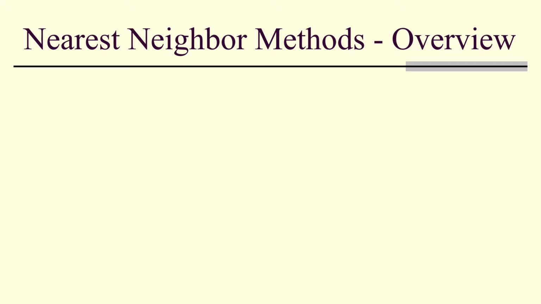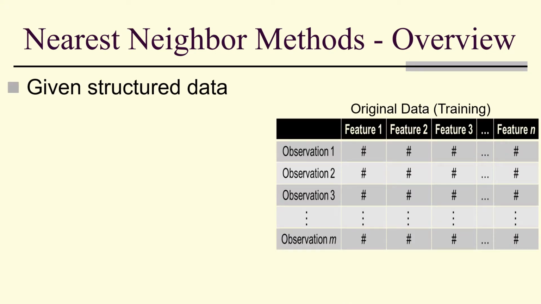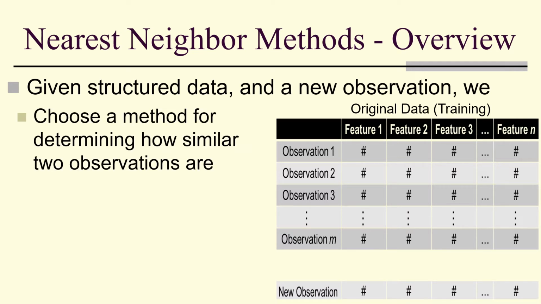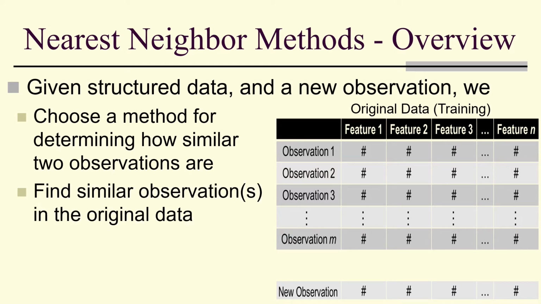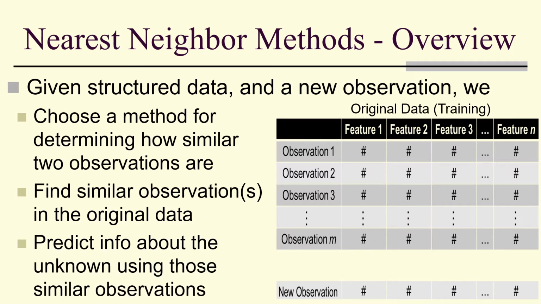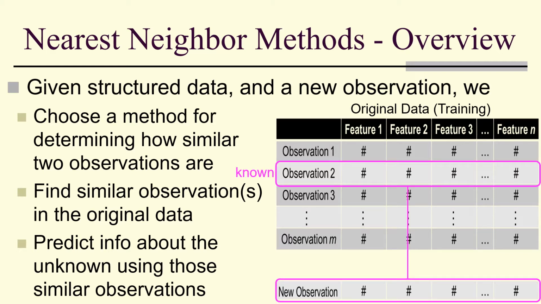Let's take a look. Suppose you have structured data and a new observation. You want to choose a method for determining how similar two observations are, find similar observations in the original data, and predict information about the new observation, the unknown, using these similar observations. So you find, using some criteria for similar, something in the original data that's similar to the new, and you use what you know to make a prediction.